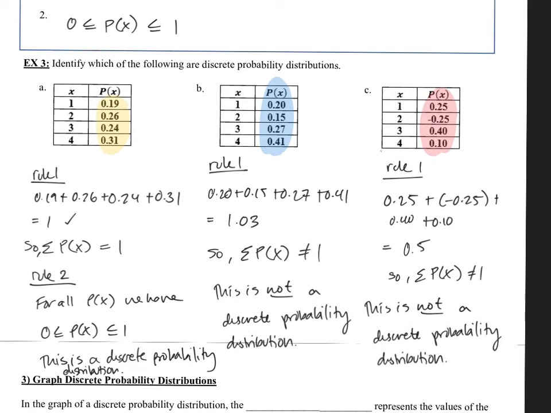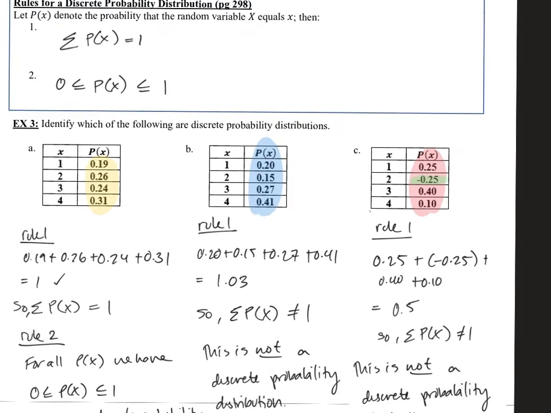And another thing to note about this one, which was suspicious, is we had a negative. And recall, for the last rule, it has to be greater than 0. So that would not have worked either.